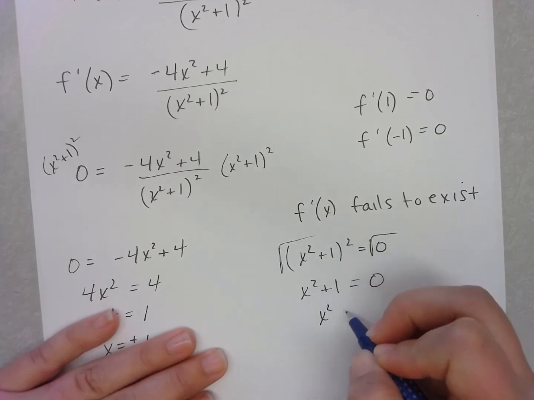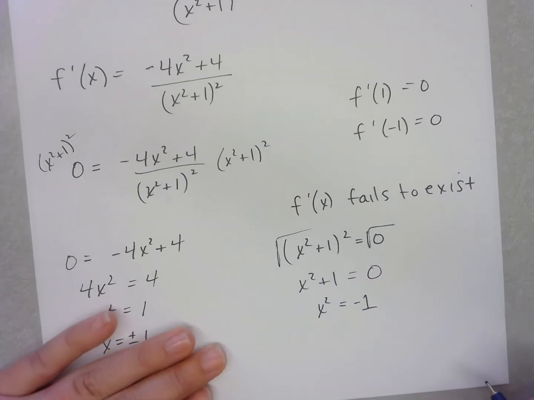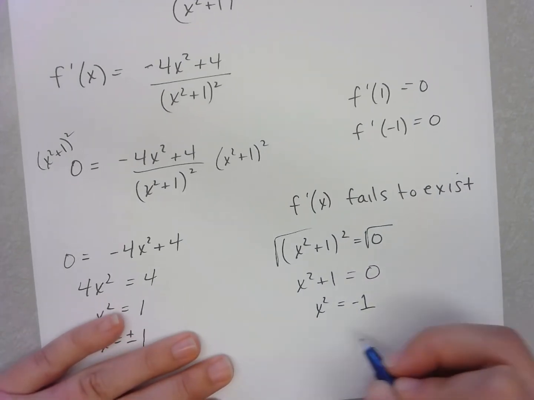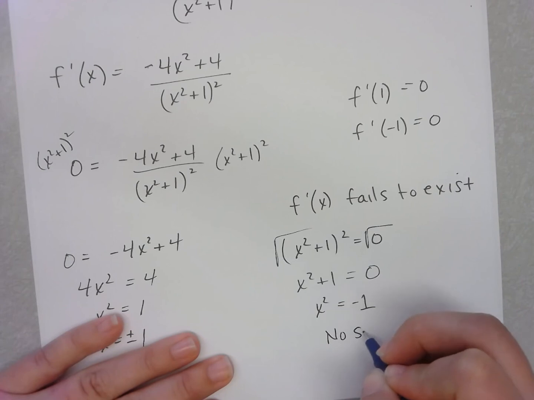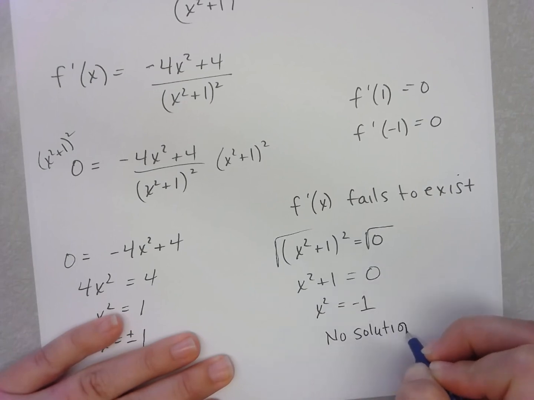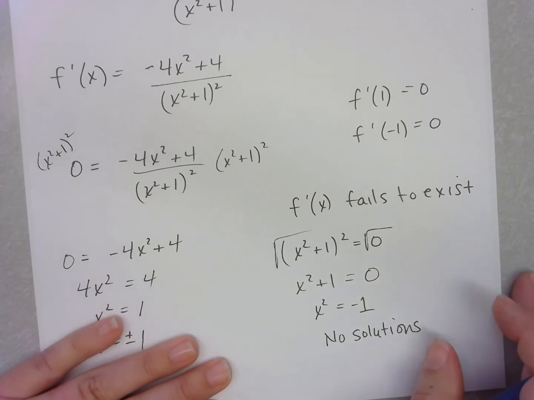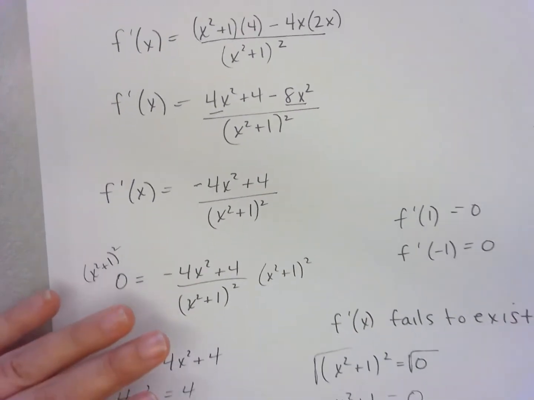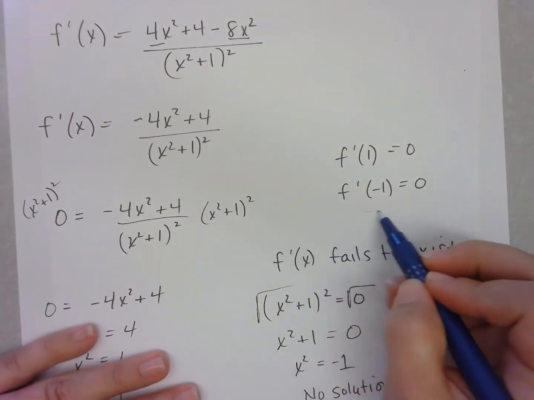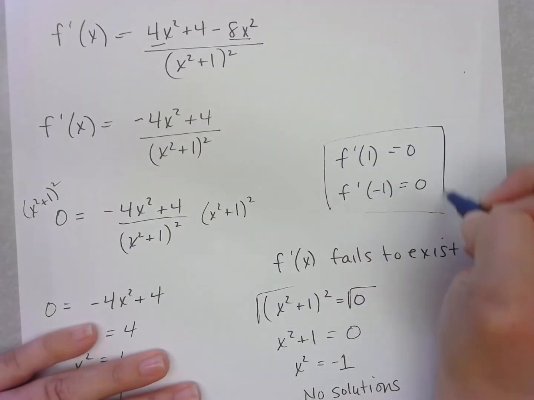So then I try to do x squared equals negative 1, and there's no solution here. So there's no places where my first derivative fails to exist. So my only critical numbers come from where f prime of x is equal to 0.